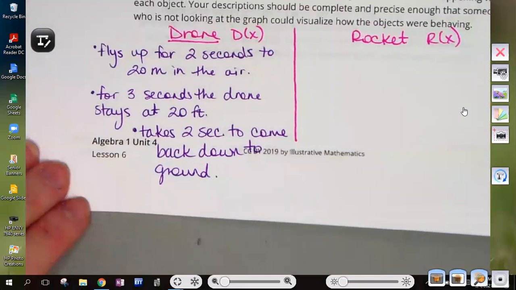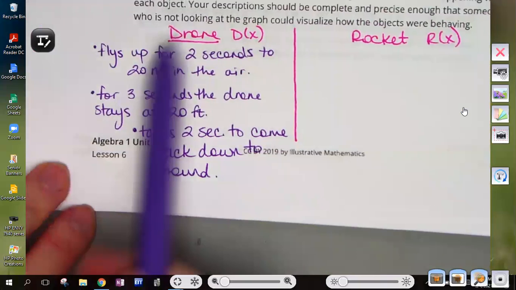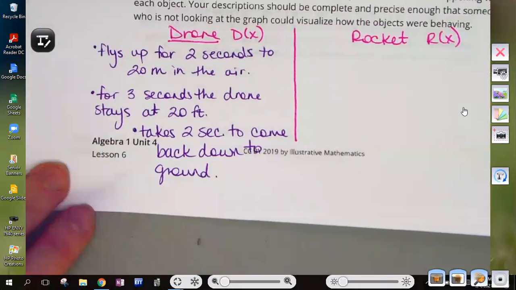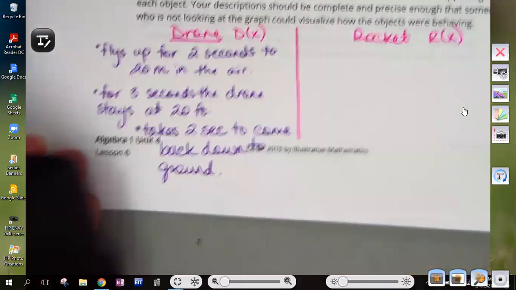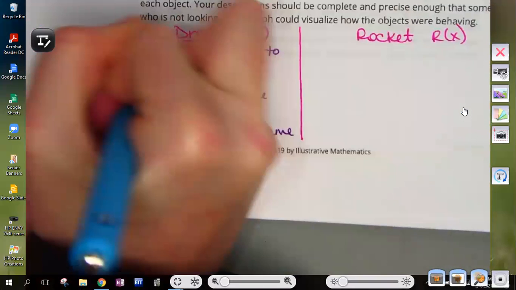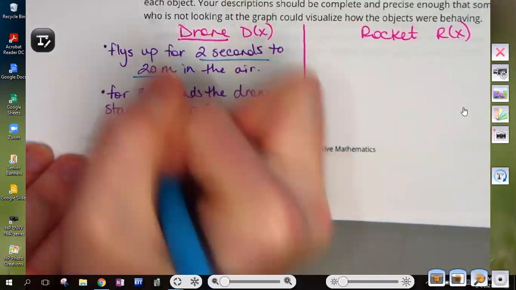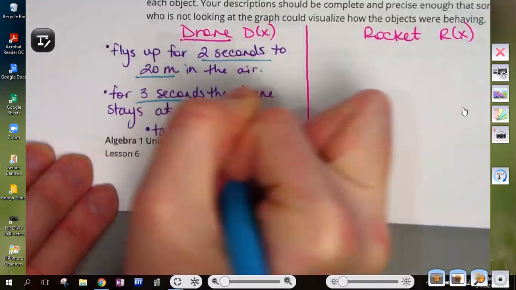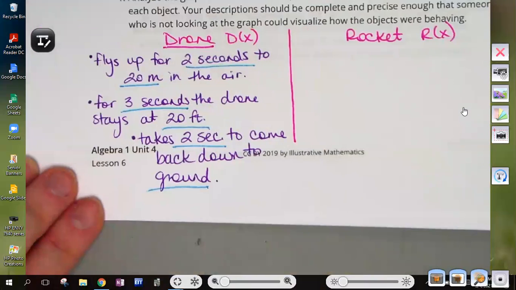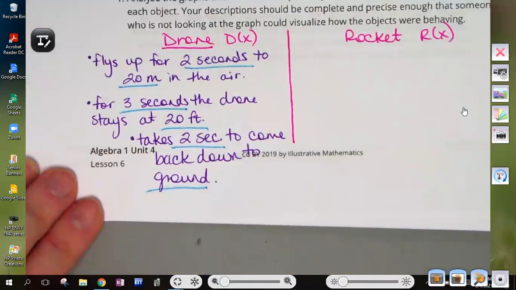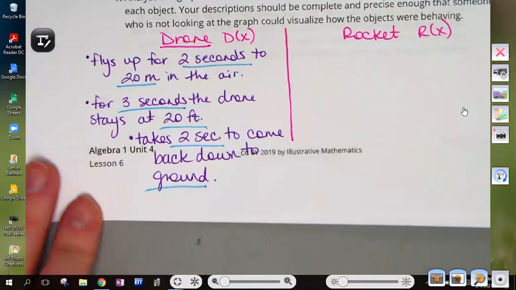All right, so we can imagine what is happening here, what that graph looks like just by reading these bullet points, right? Okay, because we've included the input and the output, input and the output, input, output. All right, now let's talk about the rocket.